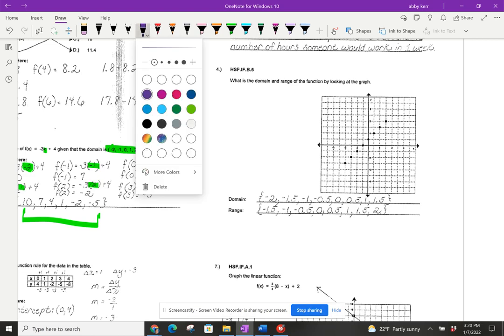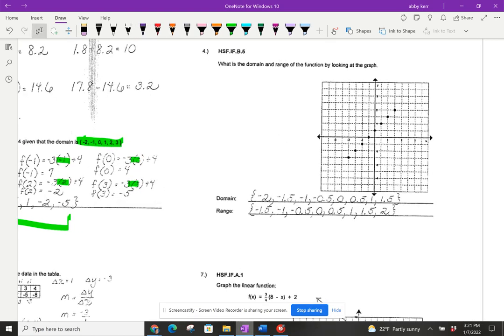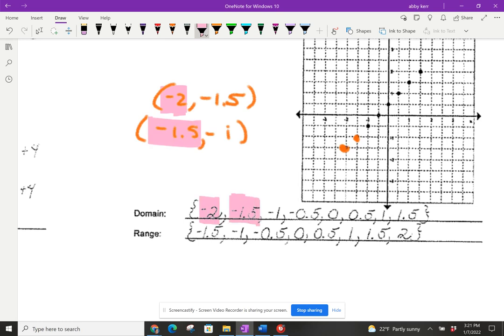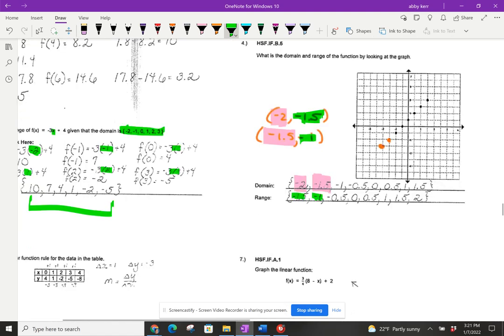For here, all you're doing is listing the ordered pairs. So listing the ordered pairs, for example, this is -2, comma -1.5. This is -1.5, comma -1. So the -2 and the -1.5 are the x's, and then -1.5 and -1 are the y values. And you just keep repeating that process.